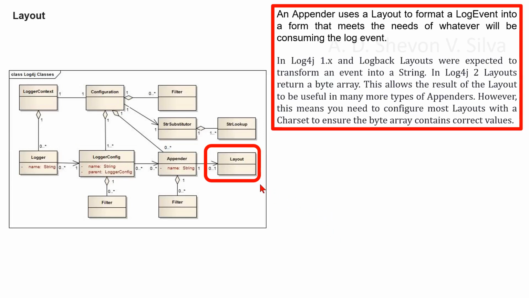Now we are considering a layout. An appender uses a layout to format a log event into a form that meets the needs of whatever will be consuming the log event. In Log4j 1.x and Logback, layouts were expected to transform an event into a string. In Log4j 2, layouts return a byte array. This allows the result of the layout to be useful in many more types of appenders. However, this means you need to configure most layouts with a charset to ensure the byte array contains correct values.